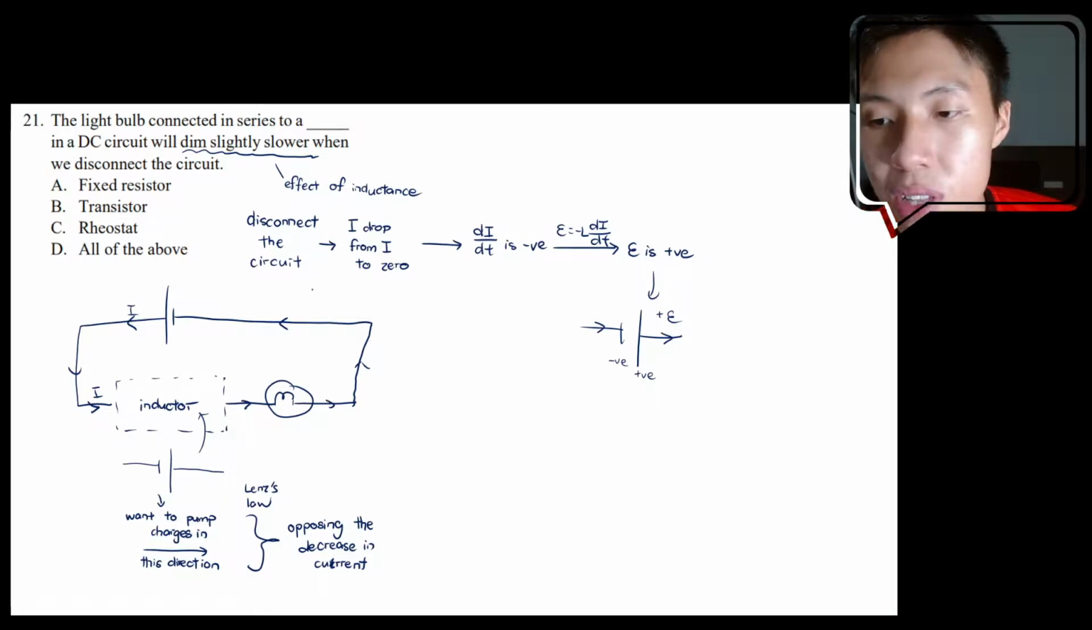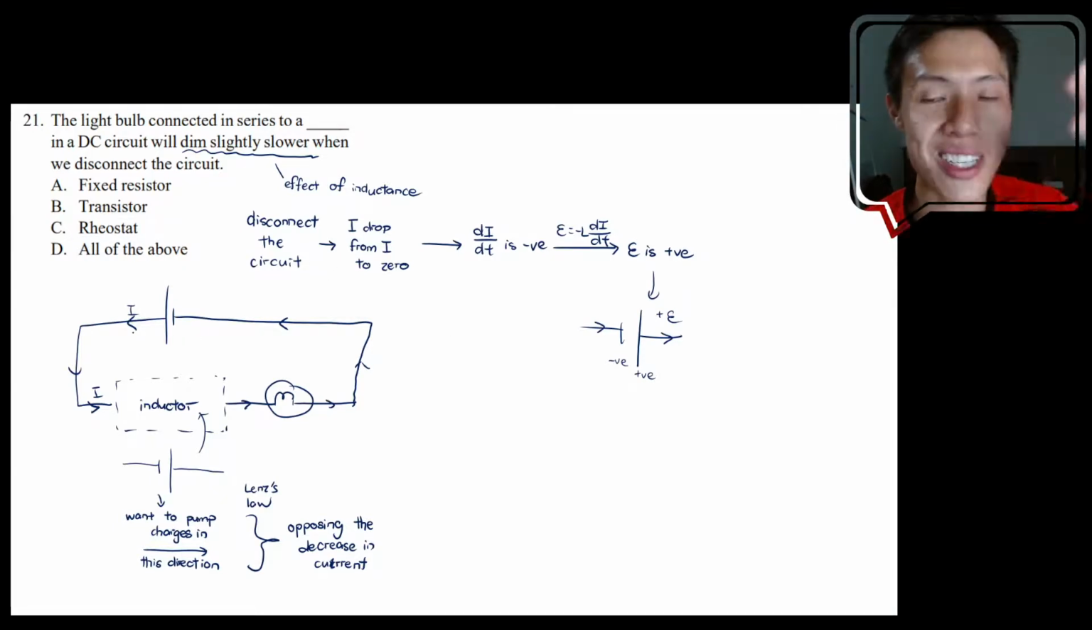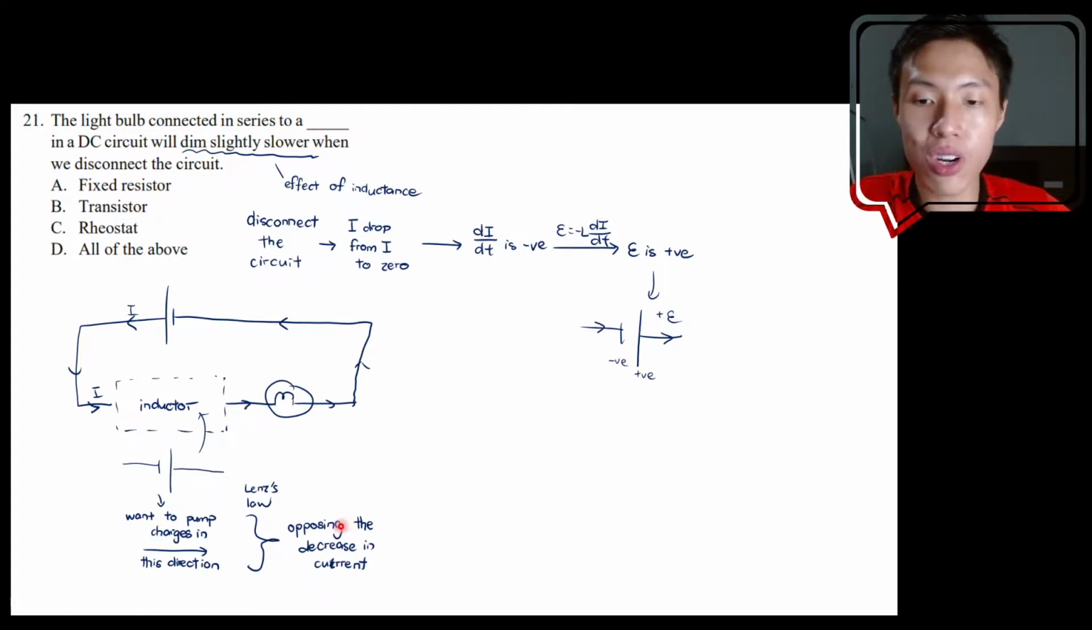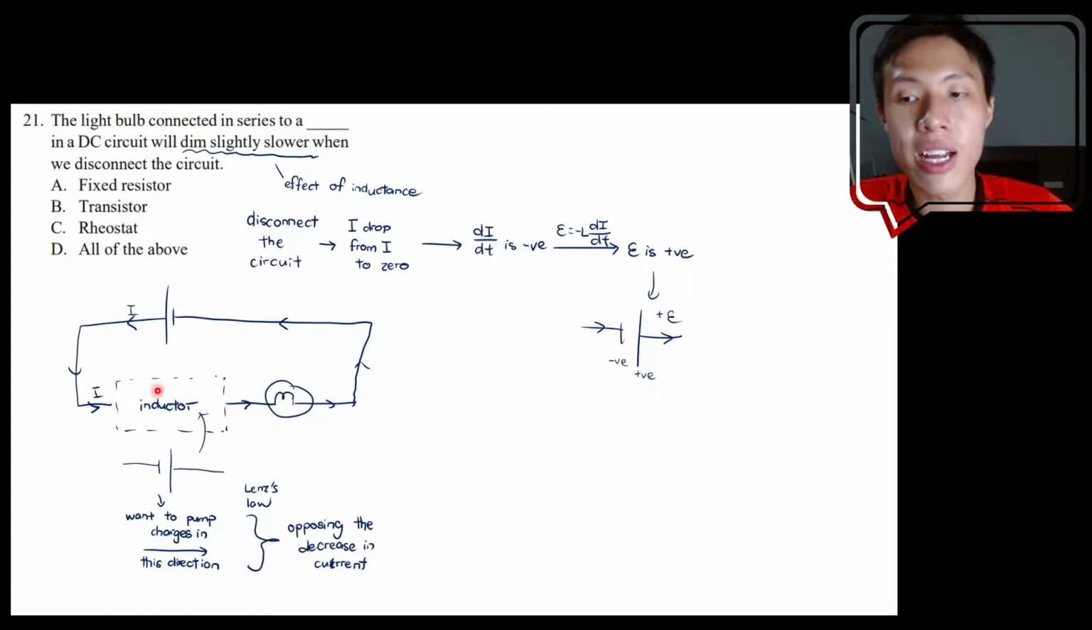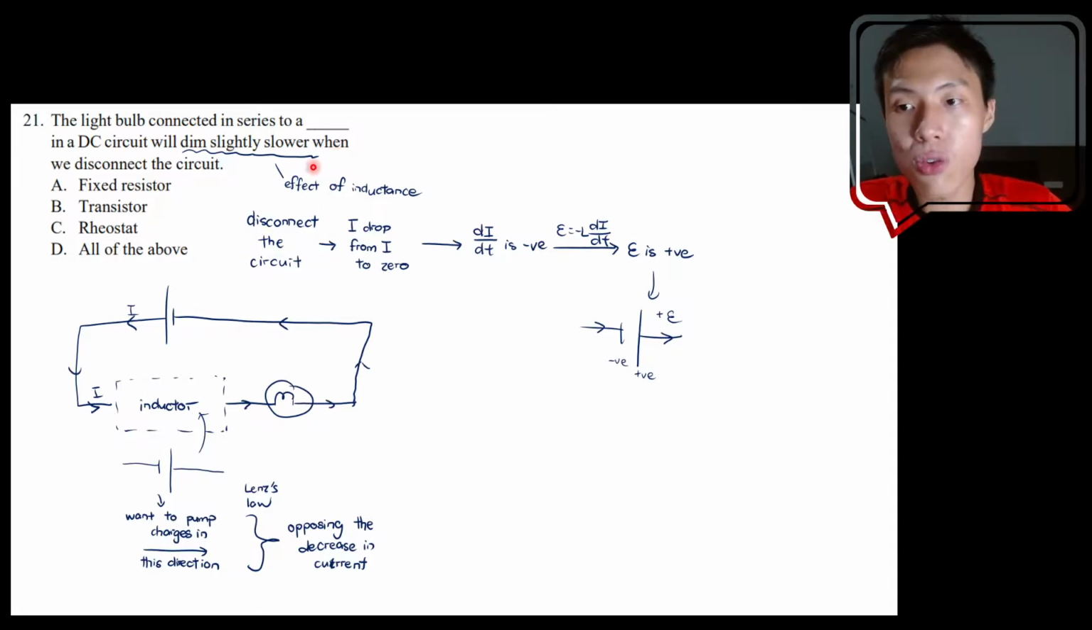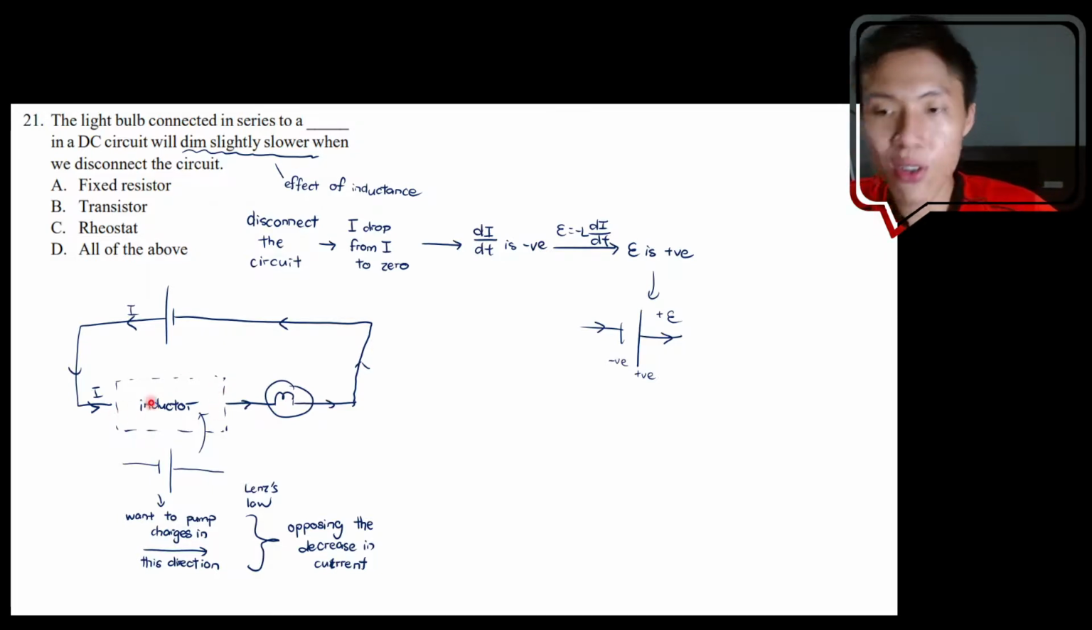So this one is just a theory for how self-inductance makes the current change slower. Before that, the current should drop very fast, but because of Lenz's law trying to oppose the decrease in current, the current will not decrease so fast. So you make the light bulb dim slightly slower. Initially, it should dim very fast, but because there's an inductor there, you dim slightly slower. So the conclusion is that we should install an inductor here.